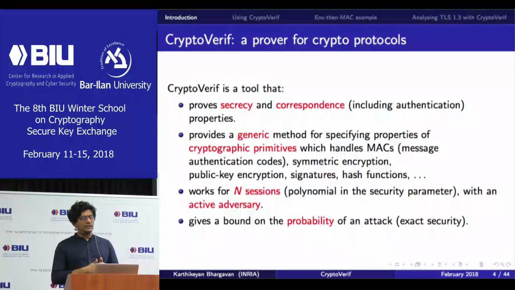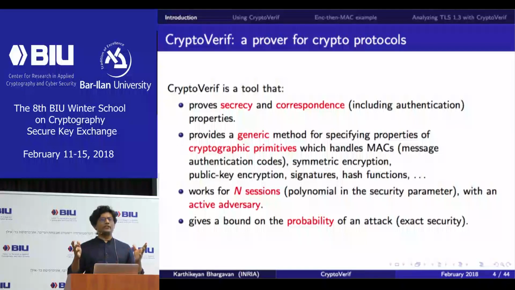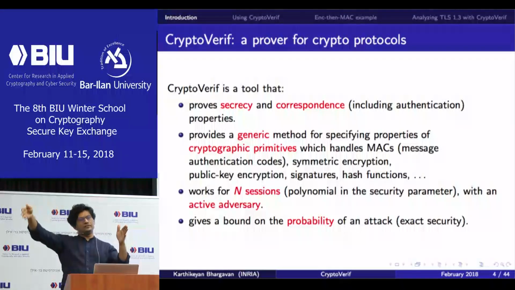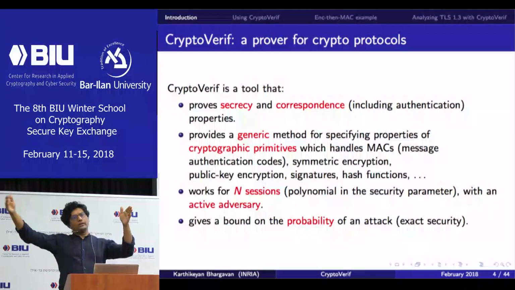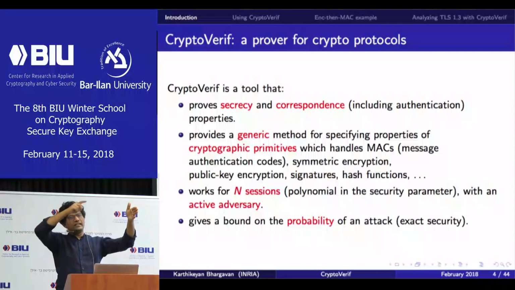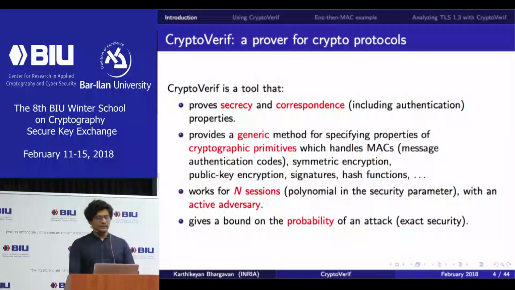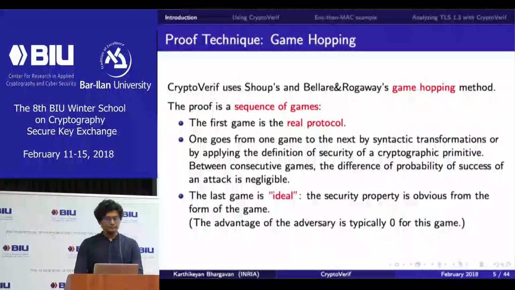satisfies its security goals with an active adversary for some number of sessions, say n, which is parametric in the security parameter. And CryptoVerif, what it will do is it will produce for you a sequence of games by which you can go from your initial protocol all the way to a protocol which is trivially and obviously correct, and it will give you a concrete kind of security bound by calculating what is the probability of attacker advantage which has been lost or gained by the sequence of transformations.